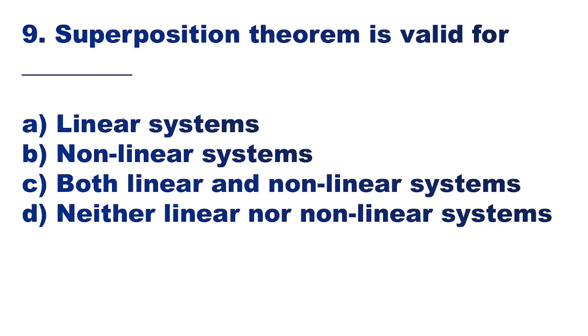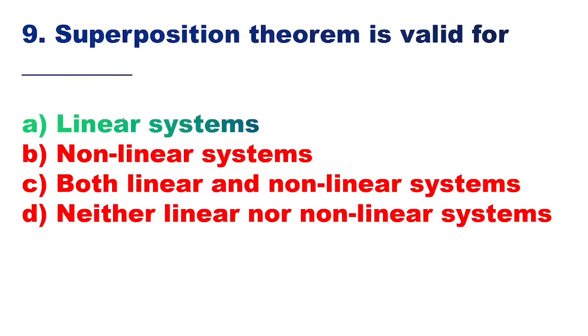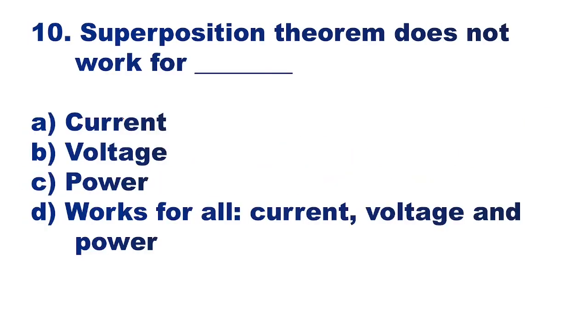Question number 9. Superposition theorem is valid for dash: linear systems, non-linear systems, both linear and non-linear systems, neither linear nor non-linear systems. So here we can have an explanation. Superposition theorem is valid only for linear systems because the effect of a single source cannot be individually calculated in a non-linear system. So option A will be the right answer, linear systems. Then we'll go to the next question.